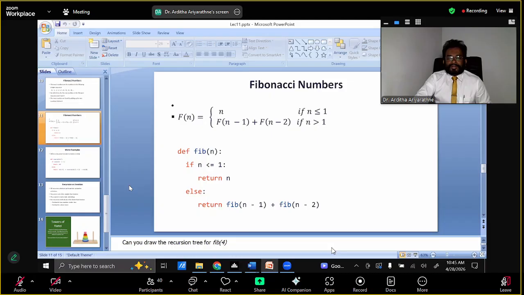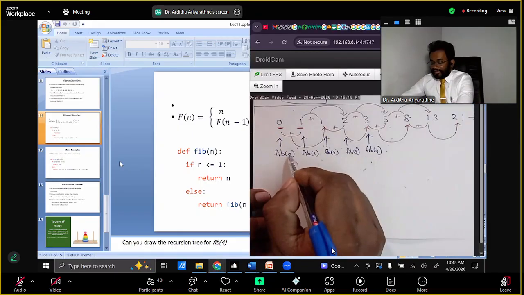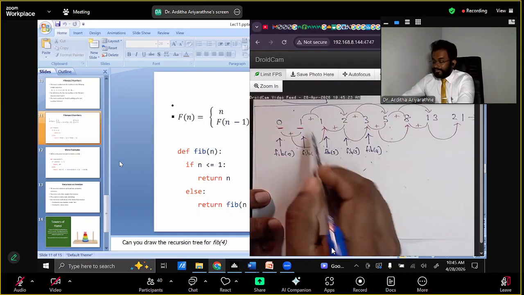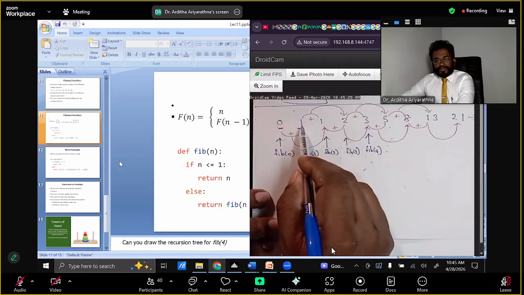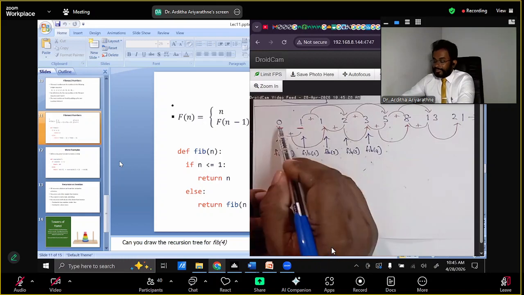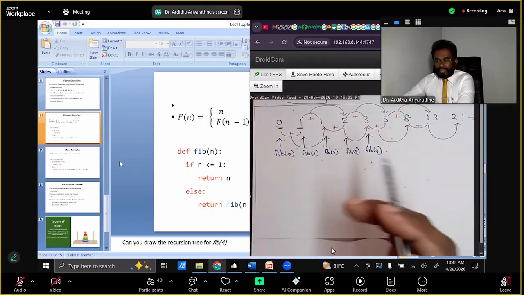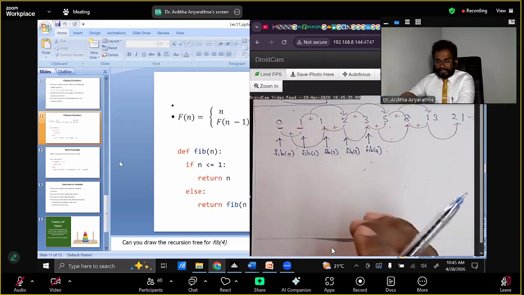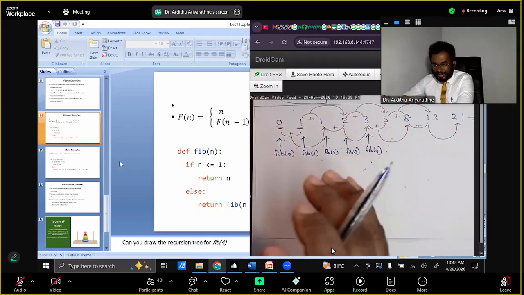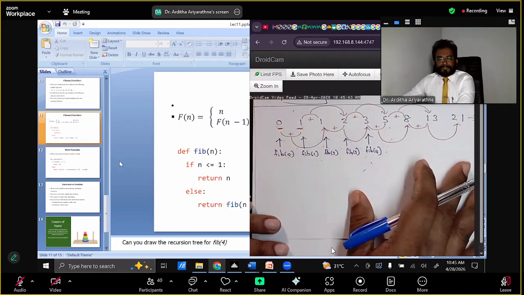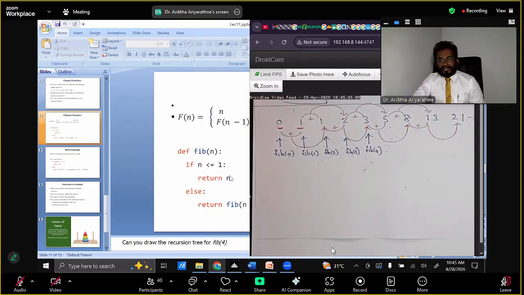Let's see if that is right. Fibonacci 0 means 0. Fibonacci 1 means 1. No value difference, the same value. Fibonacci 0, the answer is 0. Fibonacci 1, the answer is 1. That's why we are returning the same value.